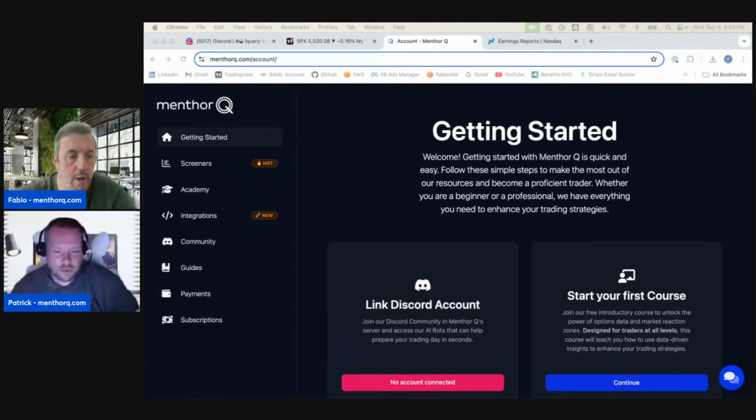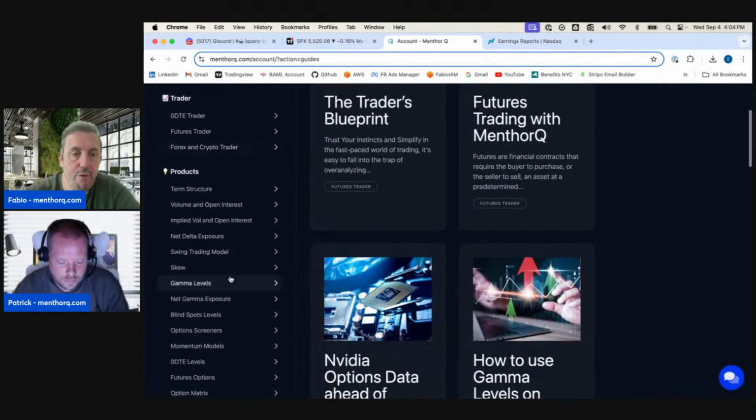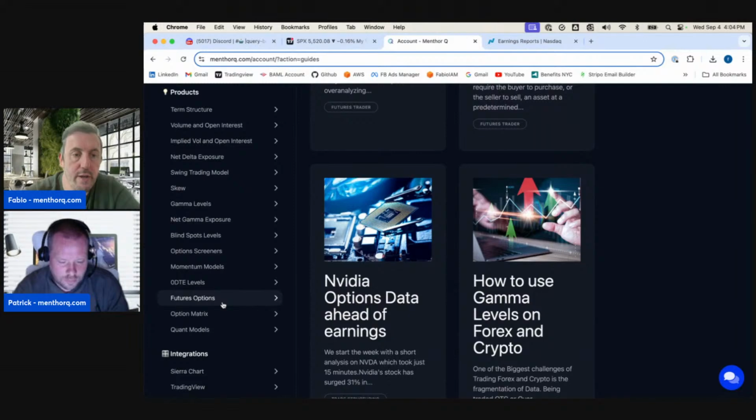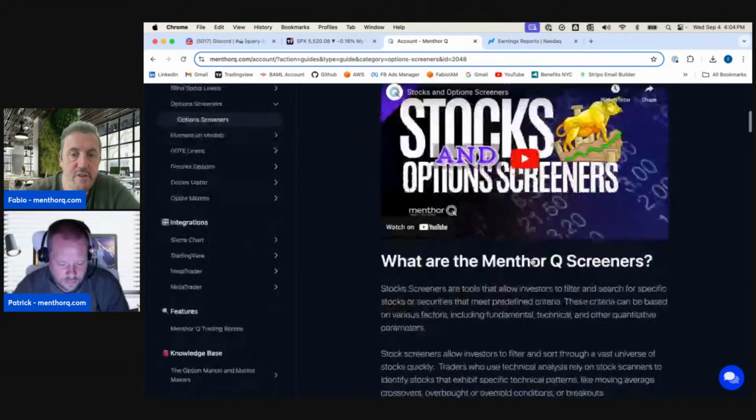Yeah. So first of all, to access the screener, you can create a free account or a premium account. With the free account, you'll get access to one of the screeners, and I'm going to show you which one. Once you create an account, you get access to your account dashboard, mentorq.com/account. Here you have all our tools. If you are a premium subscriber, you have all our integrations, access to our Discord community, and all our guides. All the documentation is also here. If you are looking for information about the screeners, we have documentation here. This is our guide, there are videos, and so on.